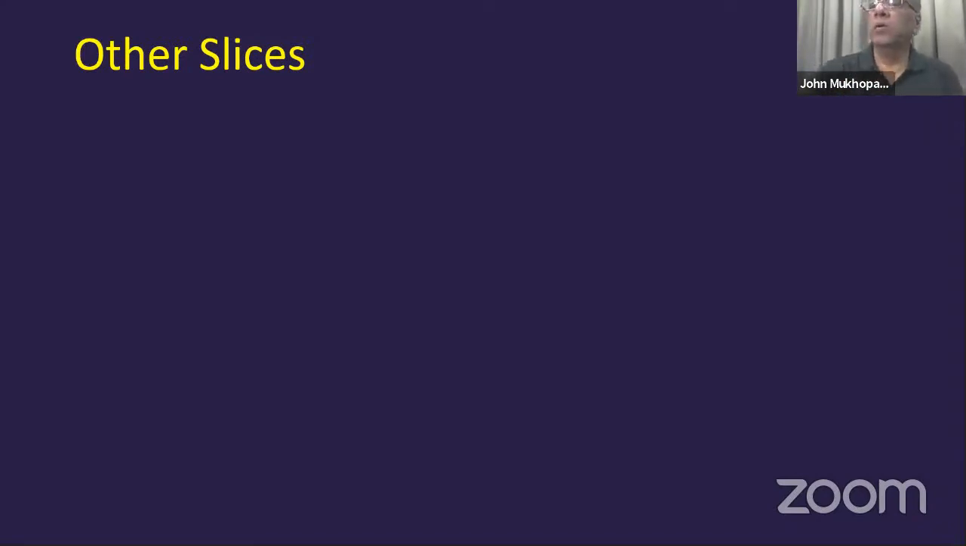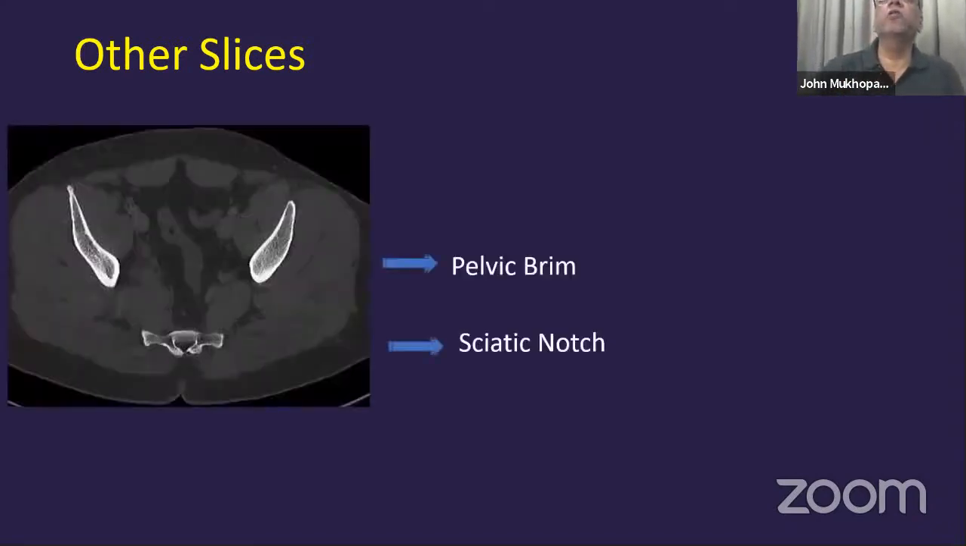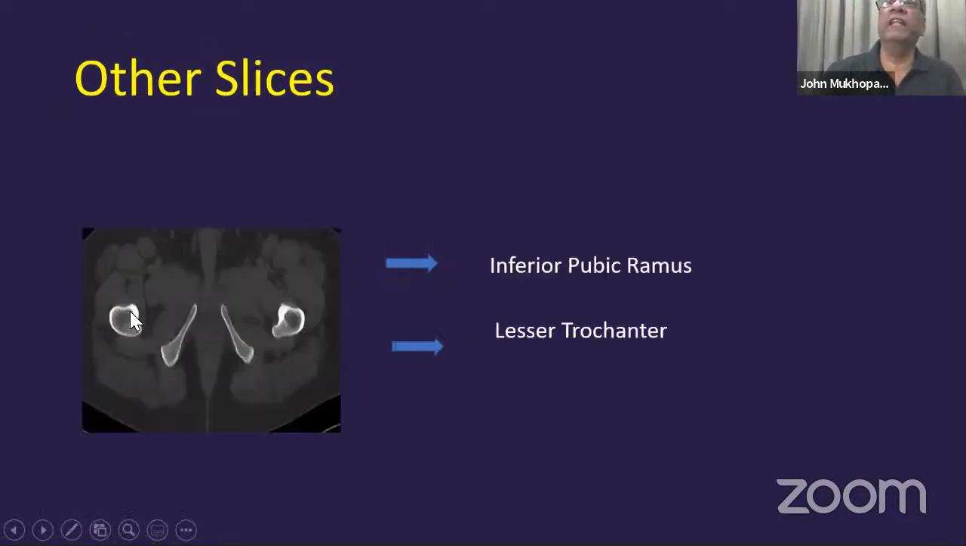Okay, sorry. So there's some other slices which are useful. One is at the level of the pelvic brim, which will also give you an idea of the sciatic notch. It's roughly at that level. And also at the level of the inferior pubic ramus. And that usually corresponds with the lesser trochanter here. Okay, so these are the sections that you can look at.